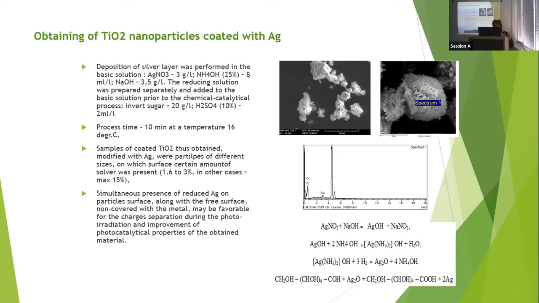You can see here on this slide the composition of the solution for the chemical catalytic process. I need to mention that the process was carried out at a very high temperature during just several minutes. It takes from 5 to 10 minutes generally.